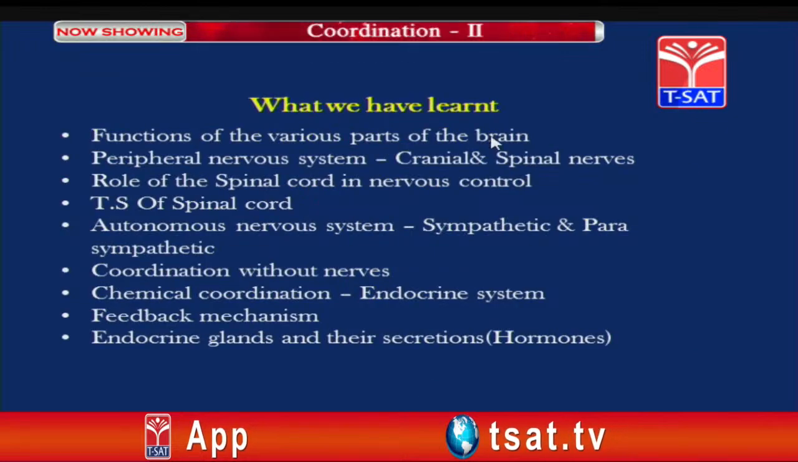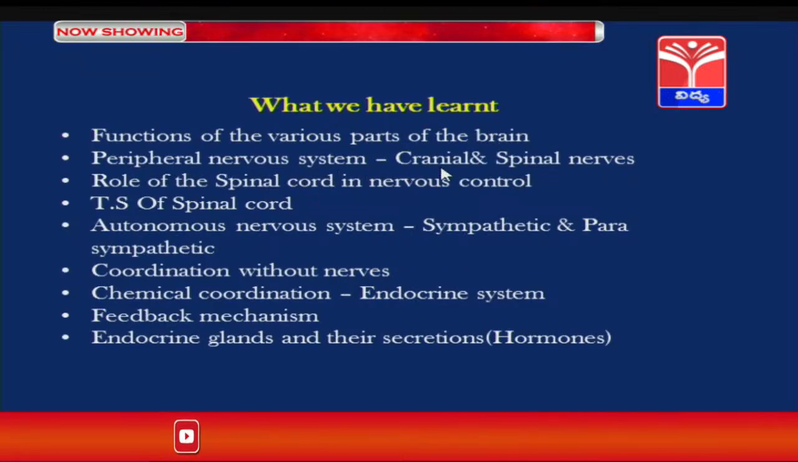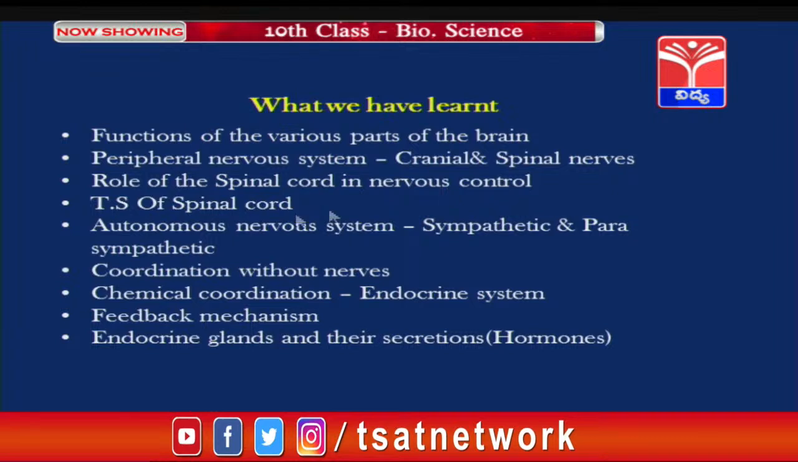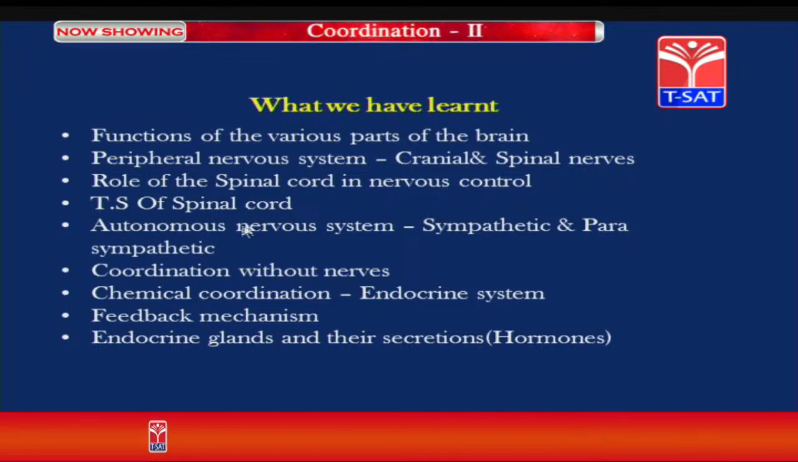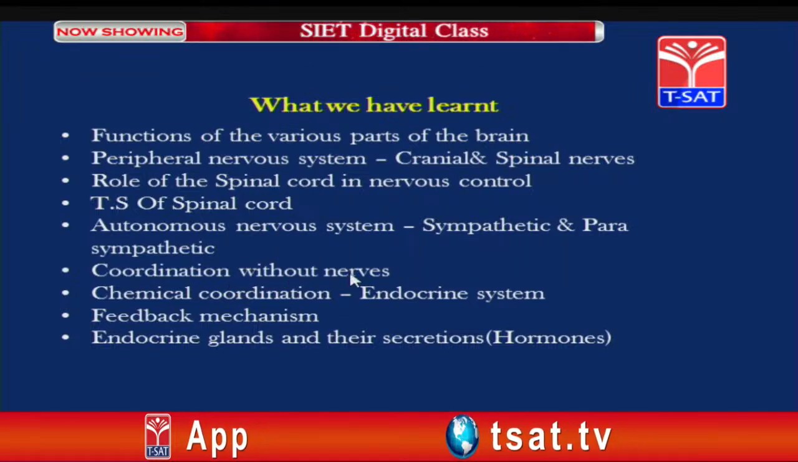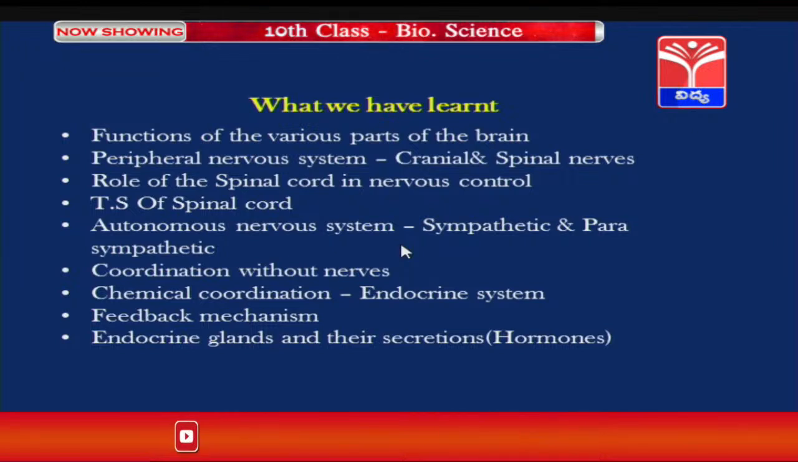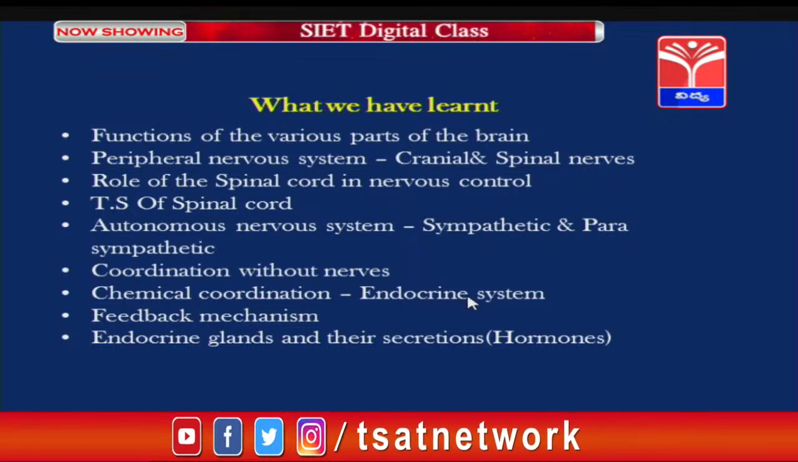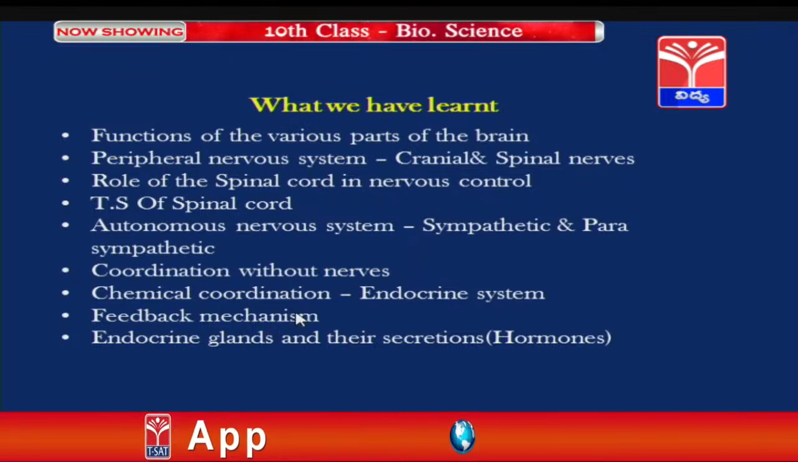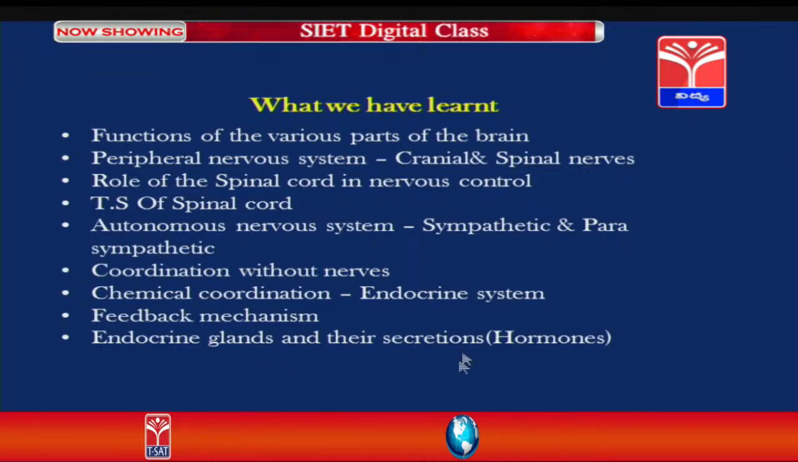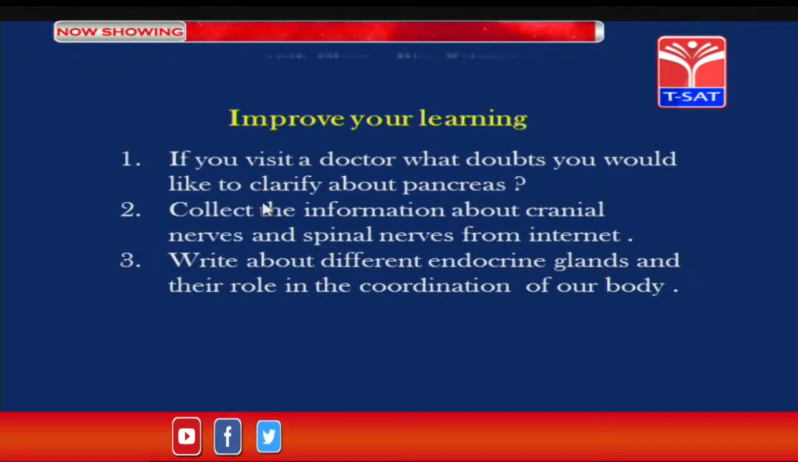So, we covered the functions of various parts of the brain, the peripheral nervous system, cranial nerves, spinal nerves, and the role of the spinal cord in nervous control. We have seen the transverse section of the spinal cord. The autonomous nervous system, we have seen sympathetic and parasympathetic, and coordination without nerves, that is the coordination brought by endocrine glands with the help of their secretions called hormones, that is chemical coordination. Different endocrine glands, the feedback mechanism, how the release of hormones is controlled, and the table of endocrine glands, their secretions and their functions. And for your assessment, there are some questions.